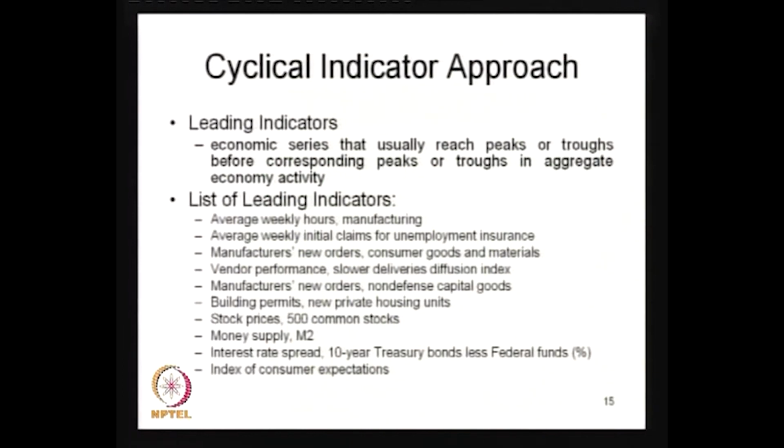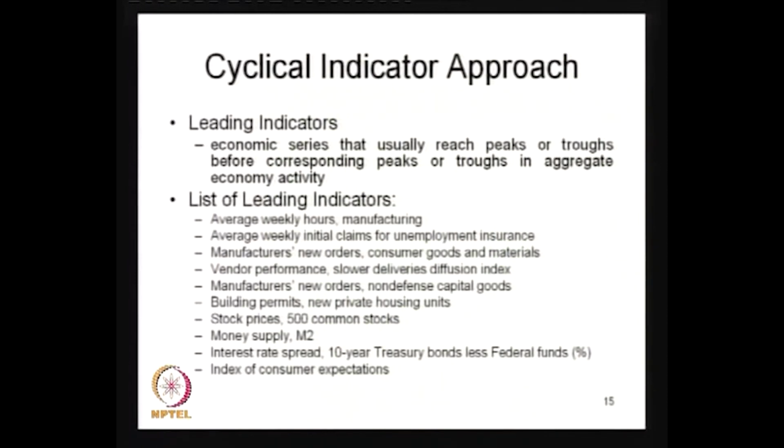What happens if, for instance, the order book is better now? That means the economy, a particular economy, is going to do better a little later. So, this is a leading indicator. If the manufacturing labor hours are going to be better, obviously this indicates that there is more production, more labor is utilized, and that particular sector is going to do better as such.